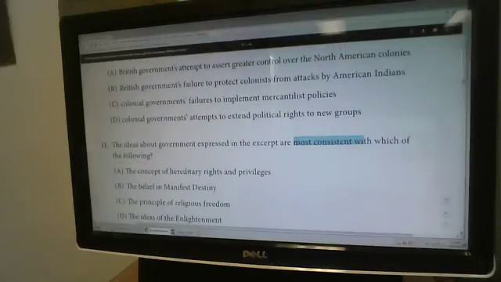It says the ideas of government expressed in the excerpt are most consistent. So you have to think about ideas about government's purpose. So what is government's purpose? Like, why do we have that? Well, I think that goes along with the Enlightenment because that's when they question, is this just? Right, because the whole point of the Enlightenment was, of course, questioning government. It's kind of pulling away from just accepting this establishment, so to speak, and beginning to question that.